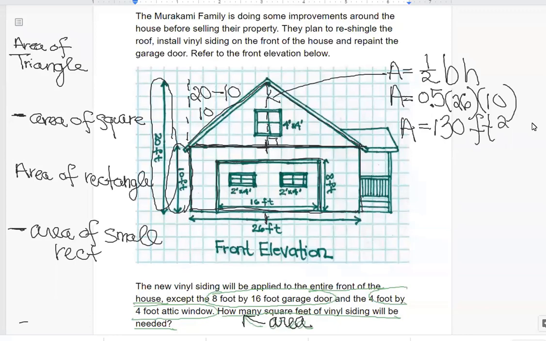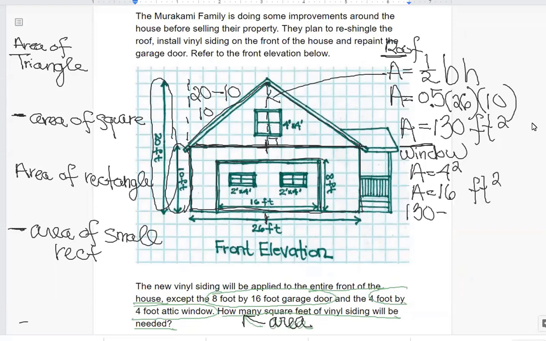But that being said, we're not going to cover over the window. So I'm going to take out the window. So this is the roof, and this is the window. Maybe I'll label my work. Okay, that window is a square. It's a 4x4 square. So 4x4 or 4 squared gives me a total of 16 square feet. So I'm going to take that 16 feet out since I'm not covering it. 130 feet minus the 16 gives me 114 for that top portion of the house, the triangular portion.